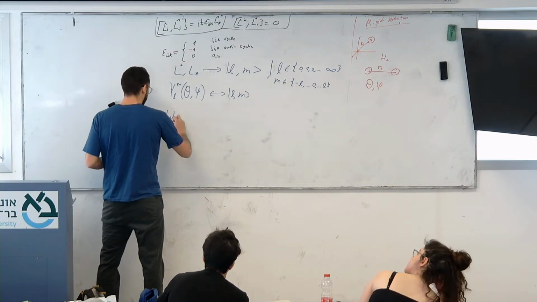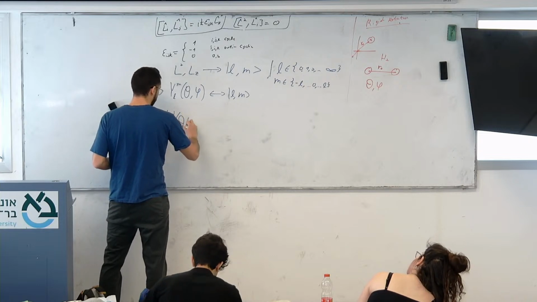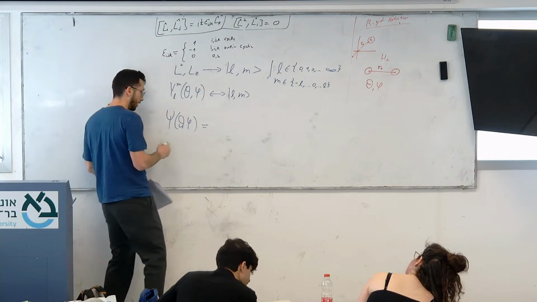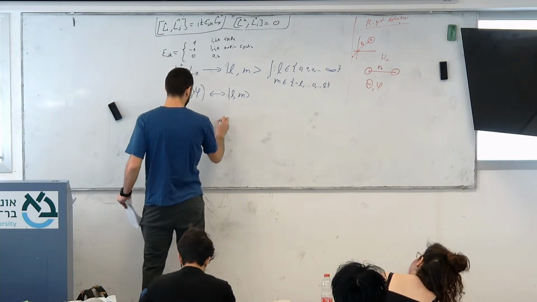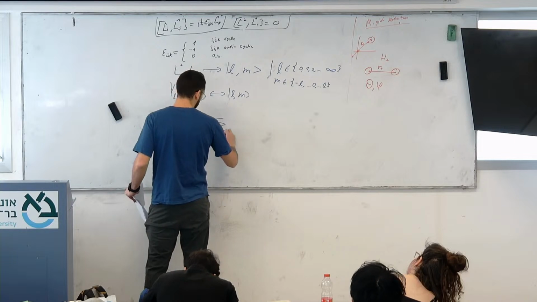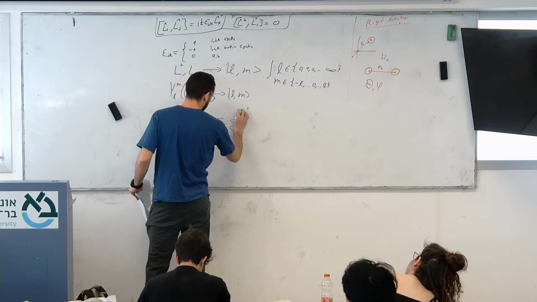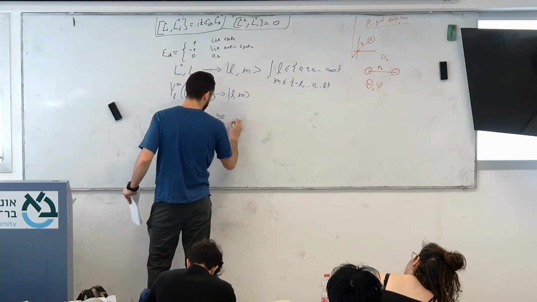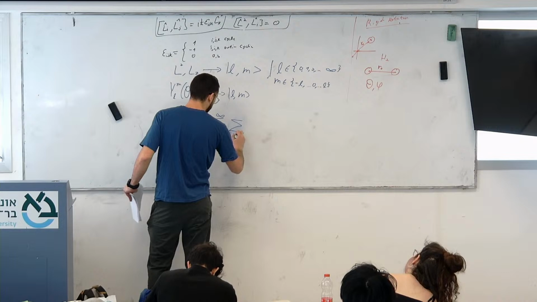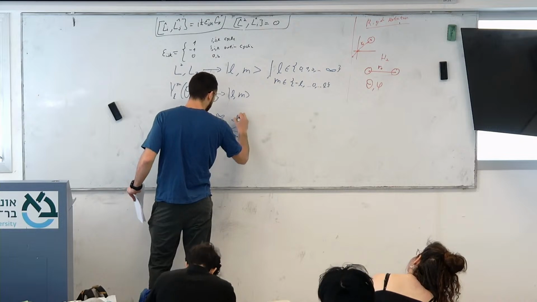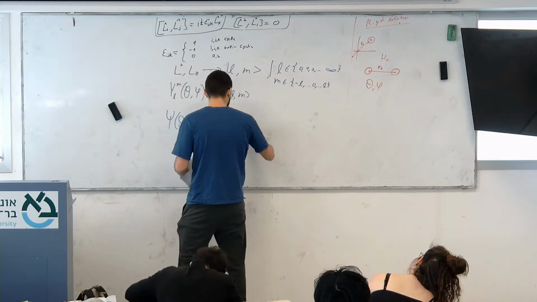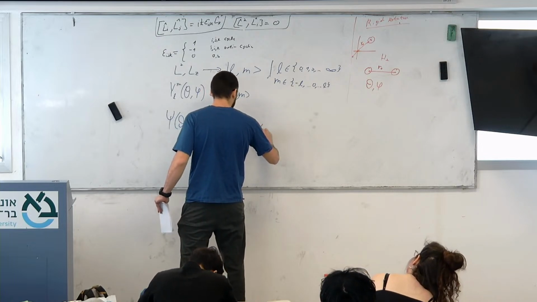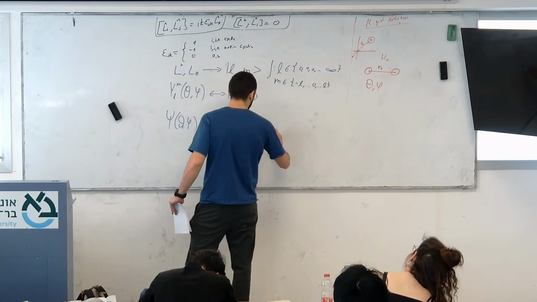So I can write psi of theta and phi. I can write any function of theta and phi as a superposition, where L goes from 0 to infinity, M goes from minus L to L, of some constant ALM, and then YLM of theta and phi.